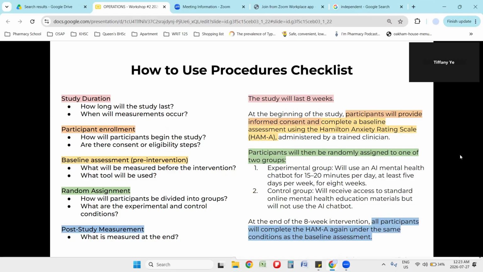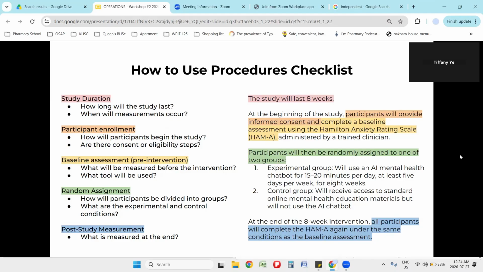The first aspect of a good procedure is to list the study duration that you're planning to implement. So to the right, you can see that this person has decided to design the study to last 8 weeks. The second aspect of an experimental methods procedure is to list the participant enrollment. So to the right, you can see that participants are expected to provide informed consent, and they are expected to complete a baseline assessment using the Hamilton Anxiety Rating Scale. So again, HAM-A.